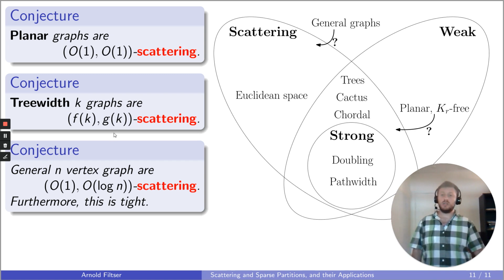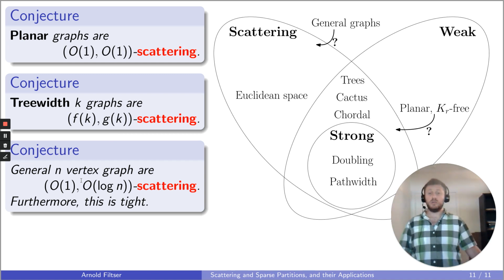For these two, I have very nice applications for the Steiner point removal problem. But for this one, I don't have any smart application, but I think it's a very natural problem to study. But that's it. I hope you enjoyed and go read the paper.